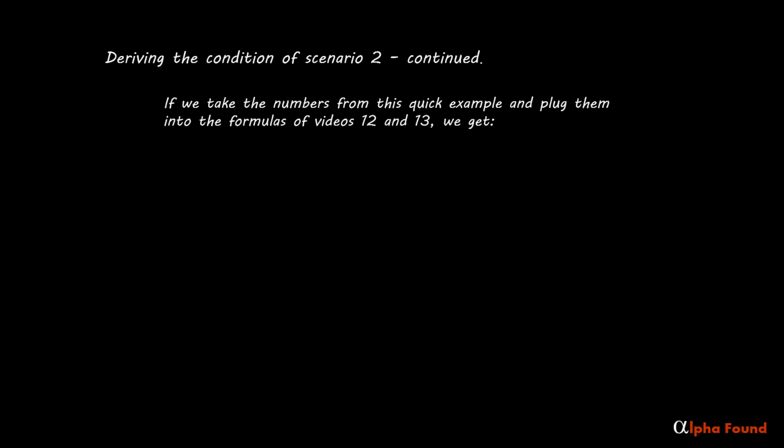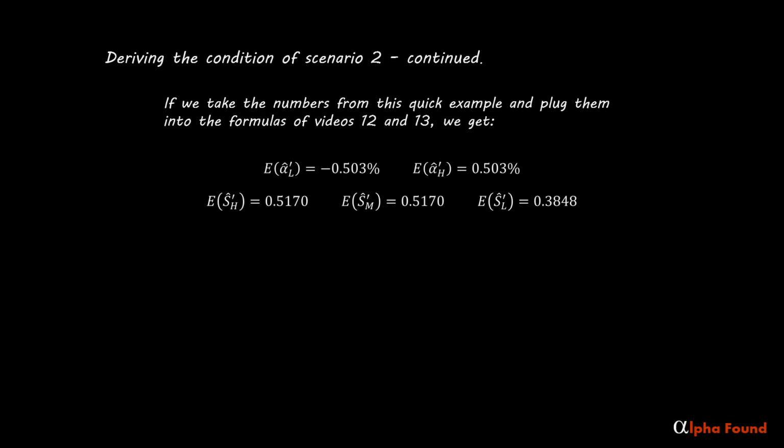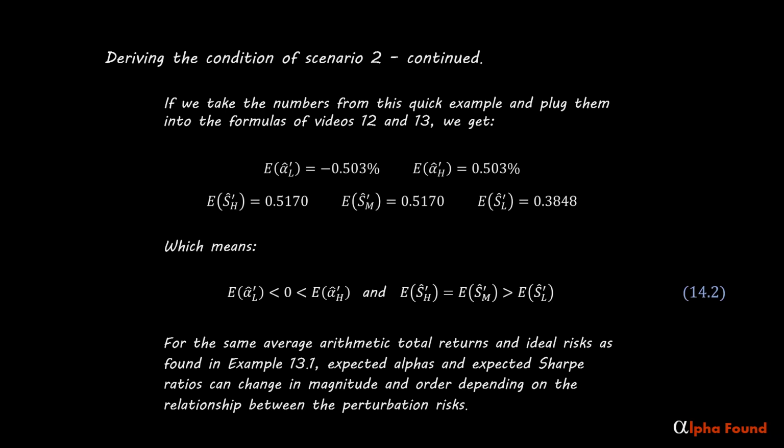If we take the numbers from this quick example and plug them into the formulas of videos 12 and 13, we get, which means, for the same average arithmetic total returns and ideal risks as found in example 13.1, expected alphas and expected Sharpe ratios can change in magnitude and order depending on the relationship between the perturbation risks.